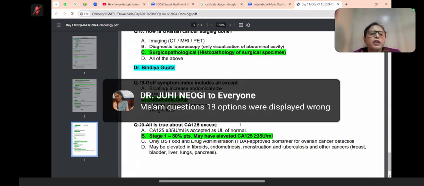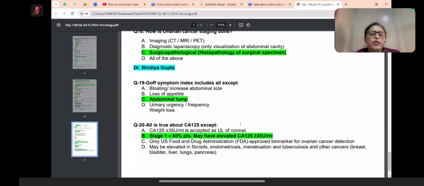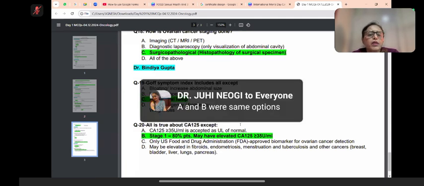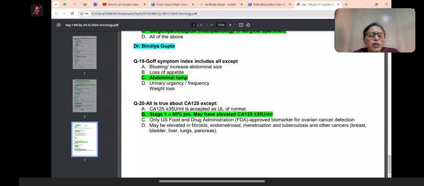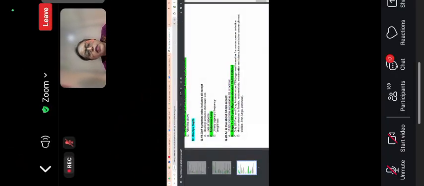No, oh, okay. The next question is, how is ovarian cancer staging done? It is surgical pathological staging. It's a surgical staging, and after surgery, it's histopathological staging. Goff symptom index includes all except, the answer is abdominal lump. So it includes bloating, loss of appetite, urinary symptoms. Abdominal lump is not a symptom in the Goff symptom index. All is true about CA125 except, the answer is B, stage 1. 80% of patients may have elevated CA125.